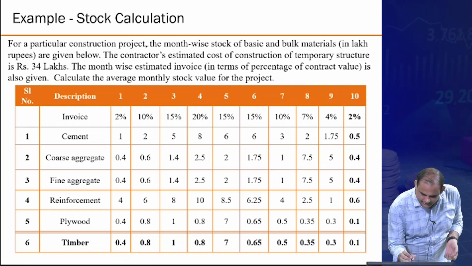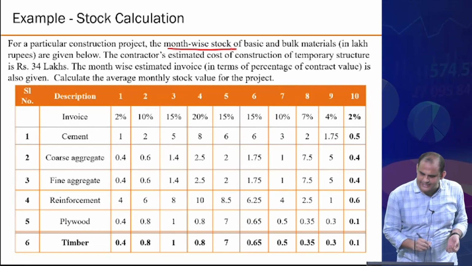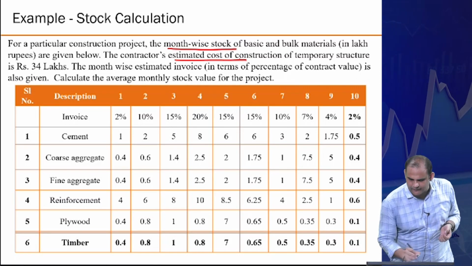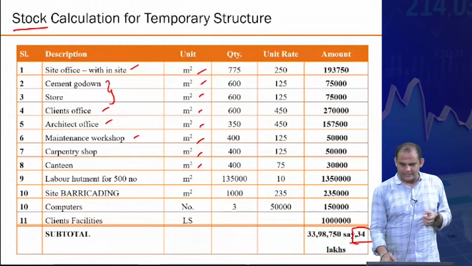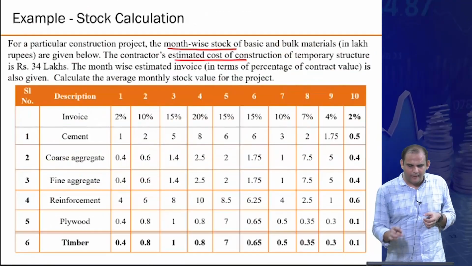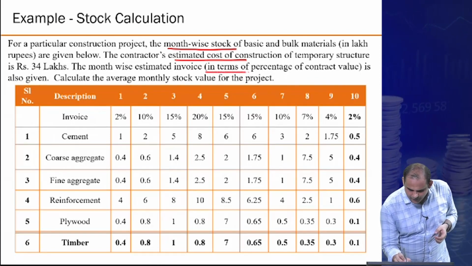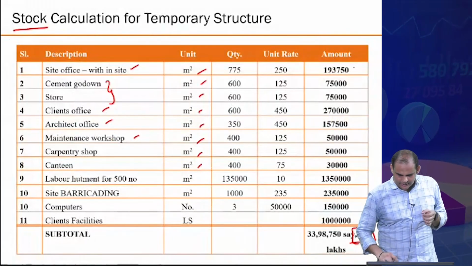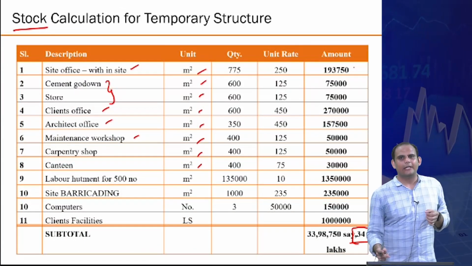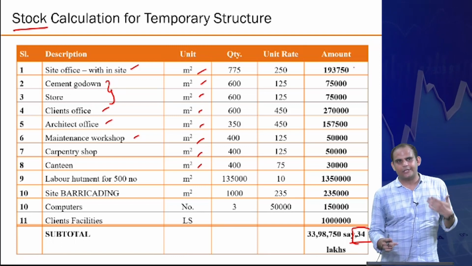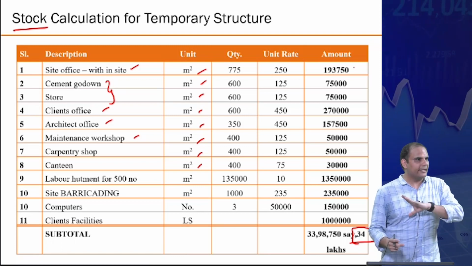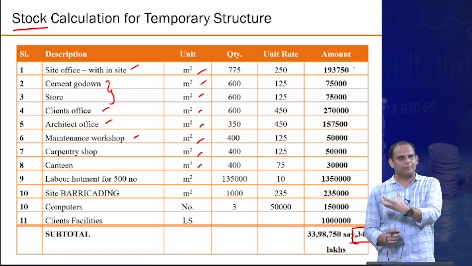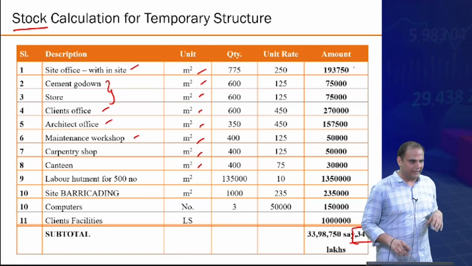So for a particular construction project, the month-wise stock of basic and bulk material is given below. The contractor's estimated cost of construction of temporary structure is 34 lakhs, as we estimated in the previous question here. The month-wise estimated invoice, in terms of percentage of contract value, is also given. The stock that we calculated just now is essentially for the total project. So if you want to distribute it monthly, you need some estimation of how much quantity of work you will have in each month, and correspondingly you will divide the work, right?